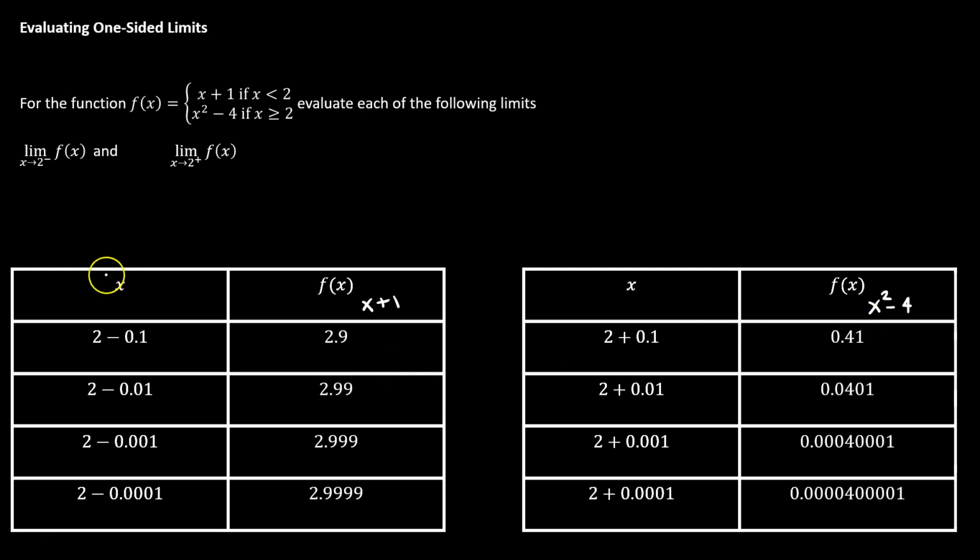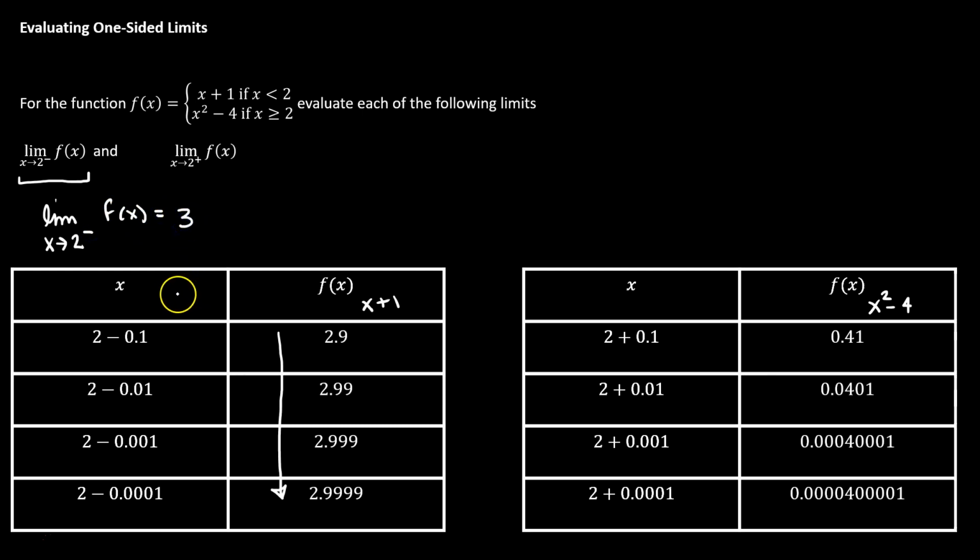For the left-sided limit, when x is approaching 2 from the left, I can see that we're zooming in on the value, getting closer and closer: 2.9, 2.99, add another 9, add another 9. Eventually, this is going to land on 3. So this limit, as x approaches 2 from the left, the function f of x is approaching the value 3.